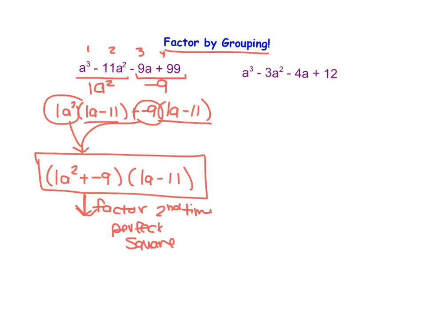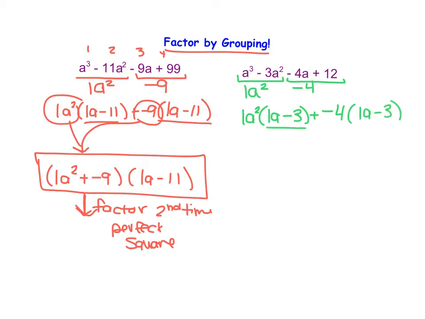Okay, if I look at my next example, what I notice here is I have 4 terms, so I'm going to group them into pairs. I notice the greatest common factor between the first 2 terms is a squared, or 1a squared. So I factor out a 1a squared. I'm left with 1a minus 3. I then want to get the parenthesis parts to match, so I factor out a negative 4 to make that equal 1a minus 3. Then because my parenthesis pieces match, I'm going to group 1a squared minus 4 together because they're both being multiplied by 1a minus 3.